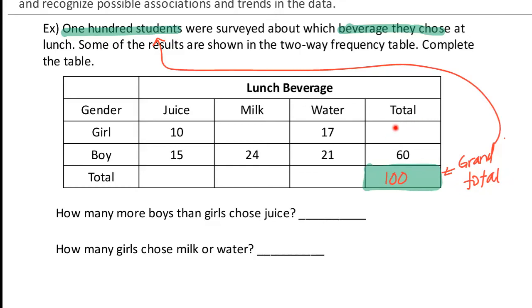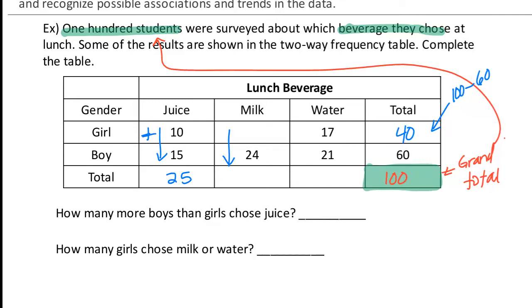To calculate this data, if my total has to be 100 and I have a total of 60 boys, how many girls had to be surveyed? 40. And how do you get 40? What operation did you do? Subtraction. We do 100 minus 60, which gives us 40. For the total juice, what operation do we do going downwards? Addition. So 10 plus 15 gives you 25.